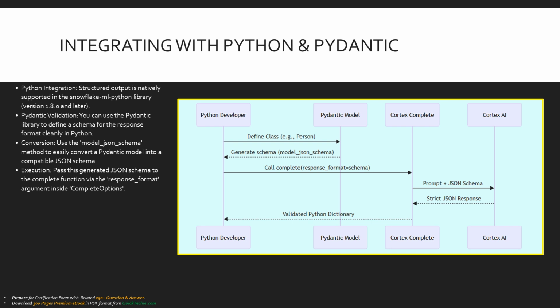The developer starts by defining a standard Python class using Pydantic, like a person object with name and age. The Pydantic model automatically generates the underlying JSON schema. The developer then invokes the Cortex complete function, passing the schema in the response format parameter. Cortex securely transmits both your prompt and the strict schema to the LLM. The LLM processes the request and streams back a strict JSON response. By the time it reaches your Python application, you have a perfectly formatted, validated dictionary ready for immediate use, completely bypassing tedious text parsing logic.